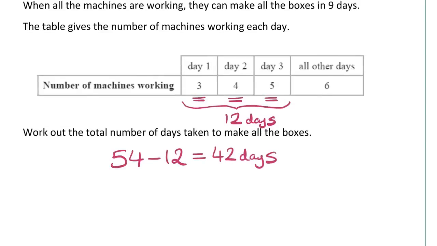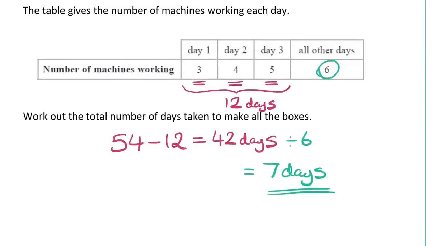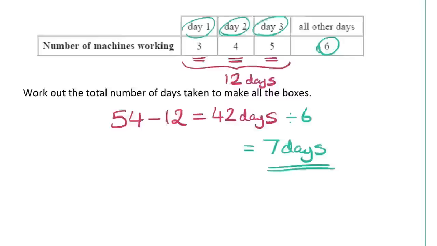So after day 3, there are going to be 6 machines on, so we could count up in 6s until we hit 42, but actually if there are 6 left, we can just divide by 6, and that's going to tell us that that's going to take 7 more days. So it takes 7 more days to actually complete this job here with 6 machines on after day 3. So it says work out the total number of days taken to make all these boxes. Well, we had day 1, day 2, day 3, plus then these 7 days.